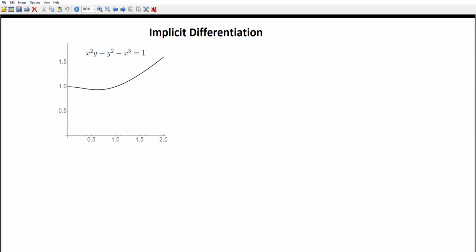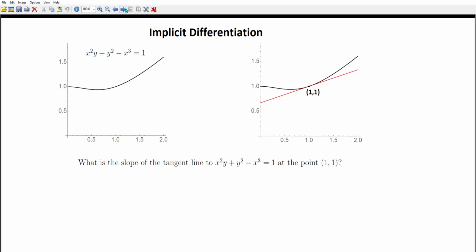Today we will discuss implicit differentiation. So let's start with the graph of the relationship given by x squared y plus y squared minus x cubed equals 1 in the first quadrant. It's a nice smooth curve, and you might ask the question, what are the tangent lines?